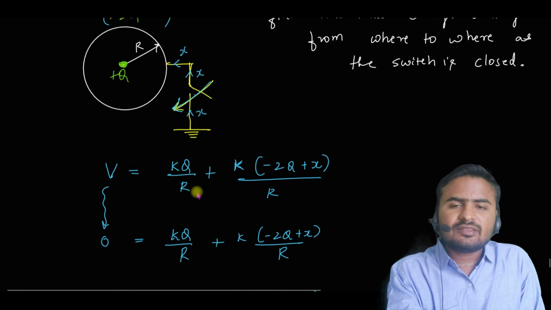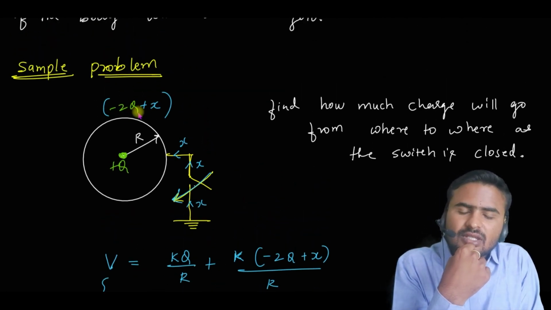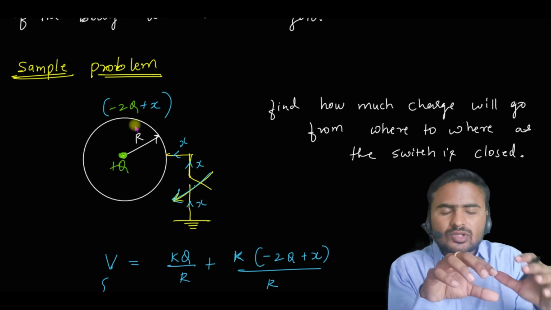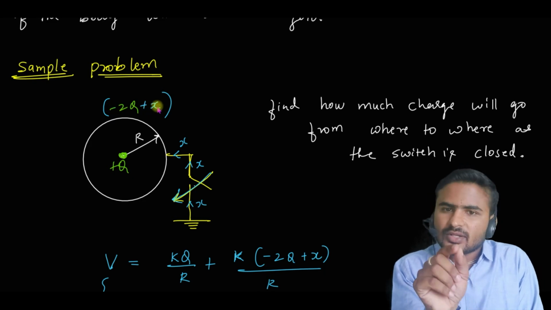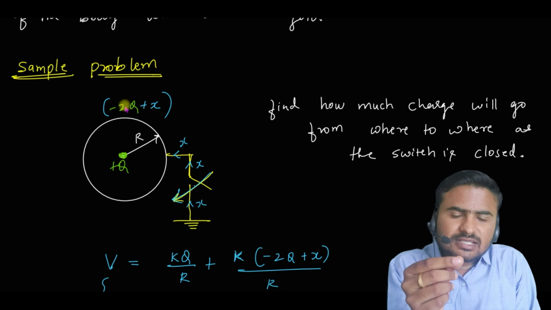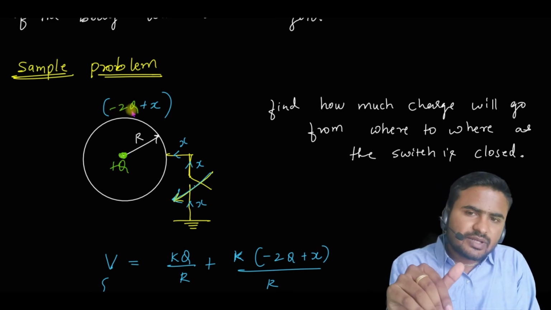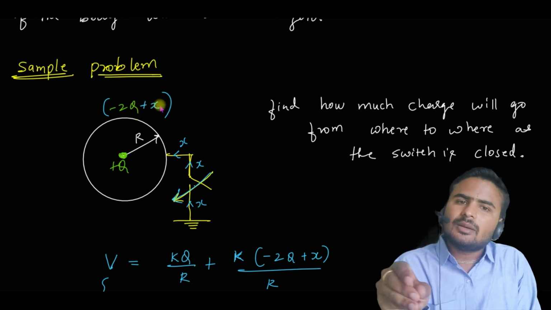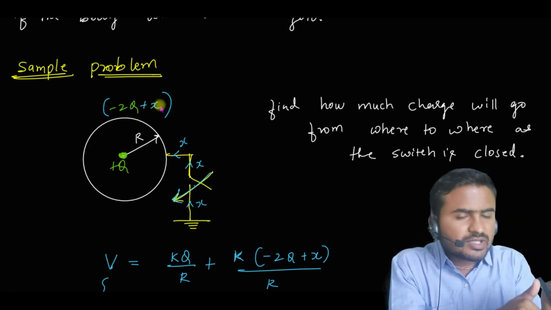So that means how much will be the total charge on the surface of the sphere? The total charge on the sphere is going to be minus 2q plus x. x is what? q. So minus 2q plus q will become minus q. So initially the charge was minus 2q. Now after closing the switch, the charge on the sphere is becoming minus q. So where did minus q amount of charge go? That has gone to the ground.